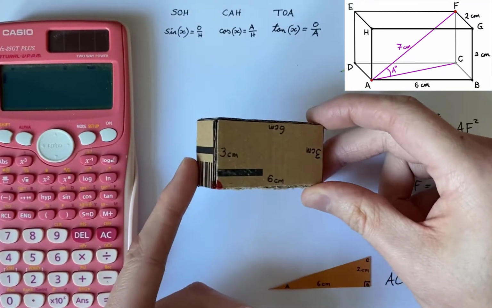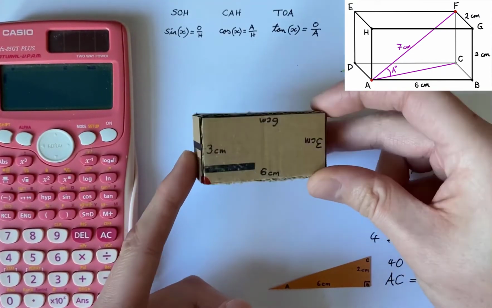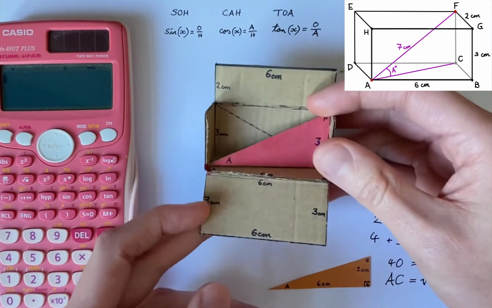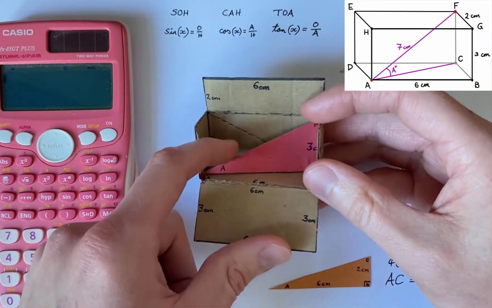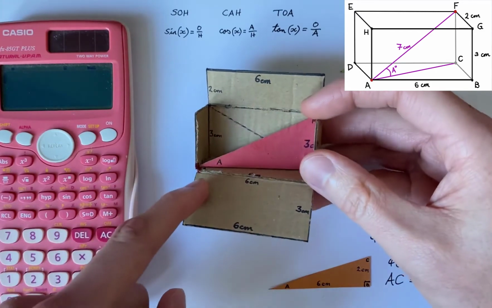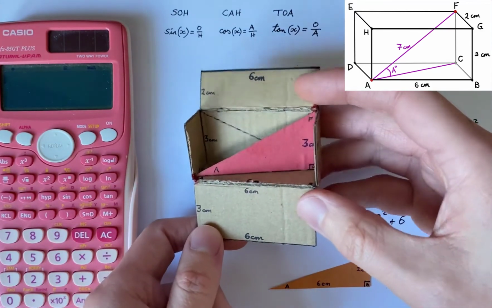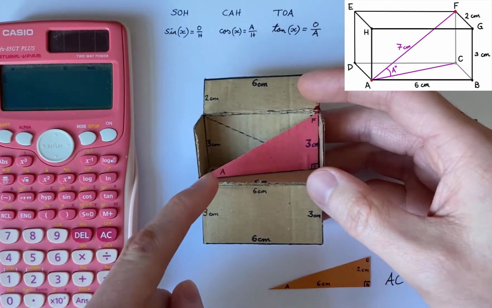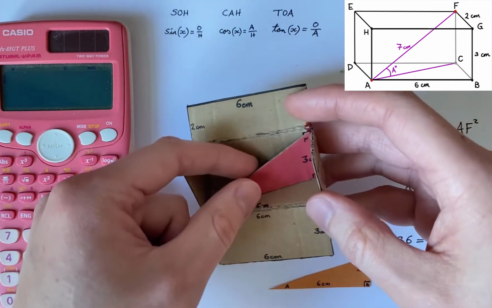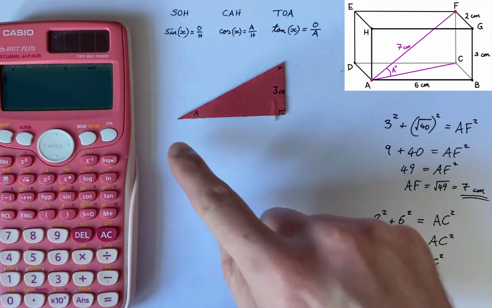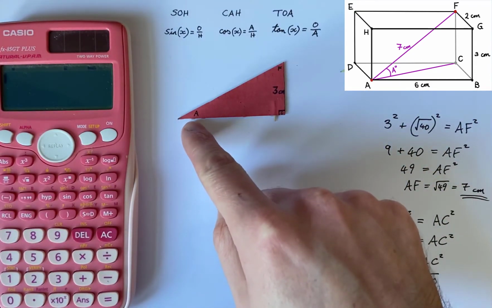So, same cuboid shape, same dimensions, but this time we want to find out the angle that is at the corner A of our red right-angled triangle. So we used Pythagoras' theorem before to find out the length A to F, but this time we're using trigonometry to find out what that angle at A is.